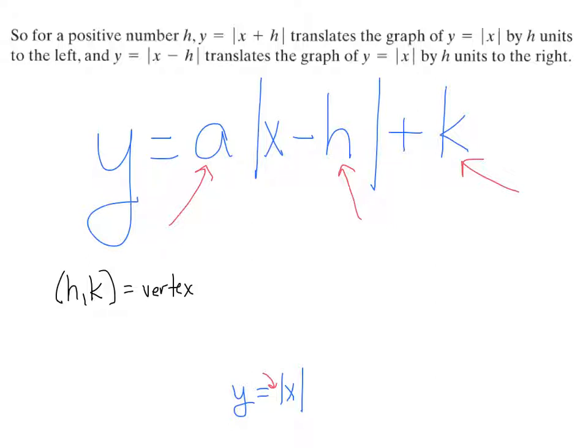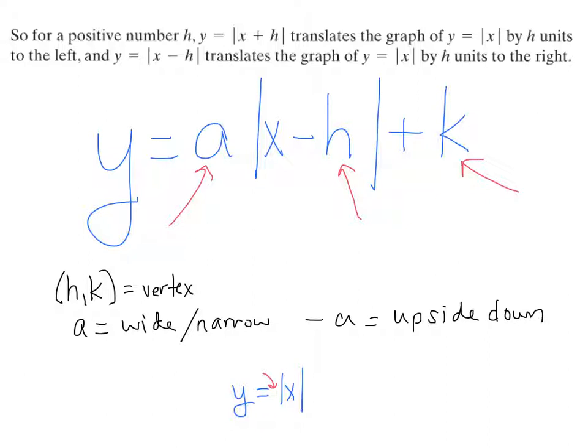Now your A value tells you how wide or narrow your graph gets. In addition, if it's negative A, the graph is upside down. It faces downward.